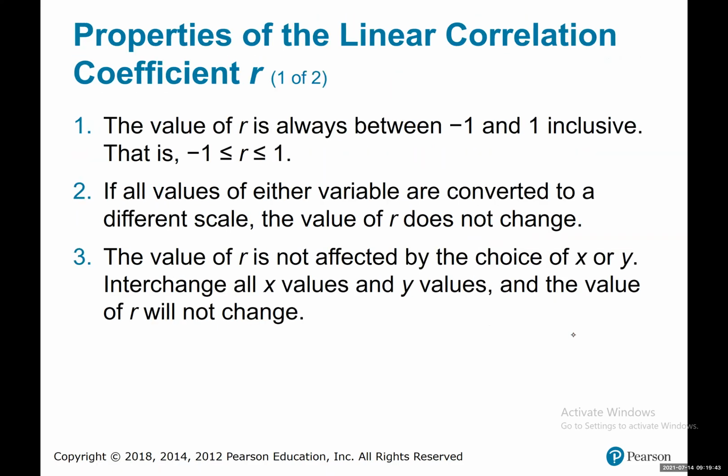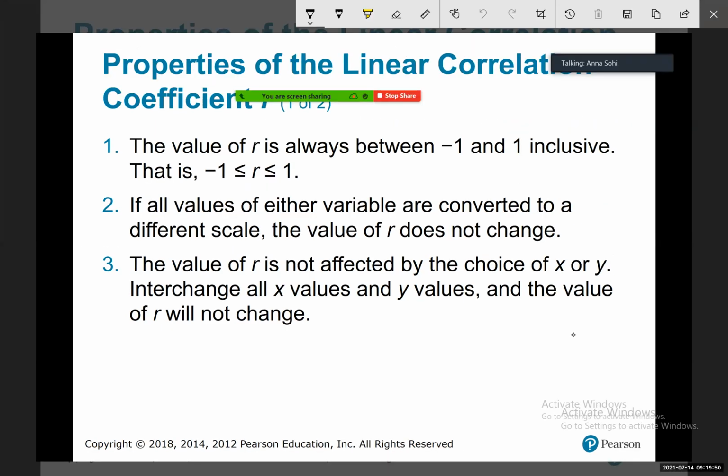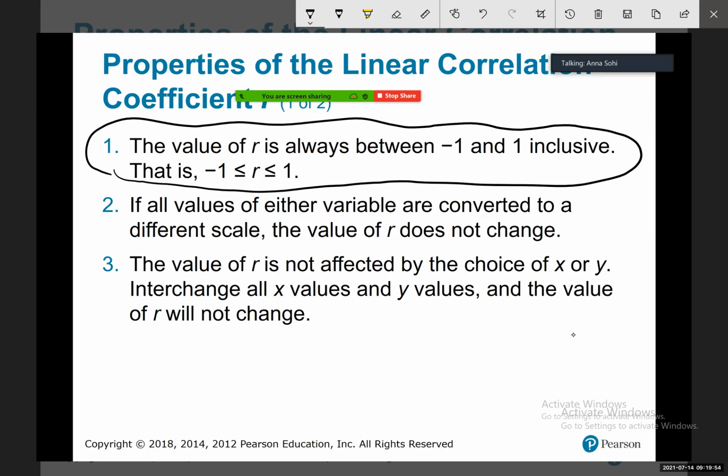So you don't need to have the critical values to judge, just have these in mind. The values of r are always between -1 and 1, inclusive, meaning it could be -1, could be +1 when it's a perfect line, points exactly on a perfect line.